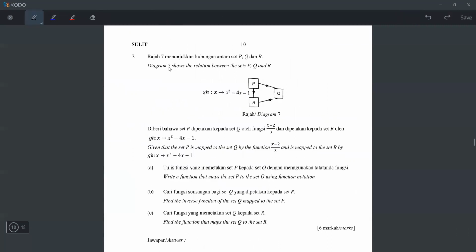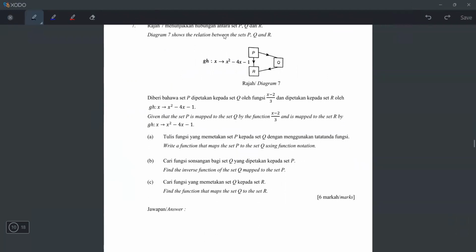Number 7. So can I tell which chapter this is? It is functions. Let's start. Diagram 7 shows the relation between P, Q, R. So we have P, and P has an arrow going to Q, and Q has an arrow going to R. At the same time, P also goes to R. They write gh(x) here, and I assume this function is for P to R because they write it beside the P to R arrow. So this function is from P to R.